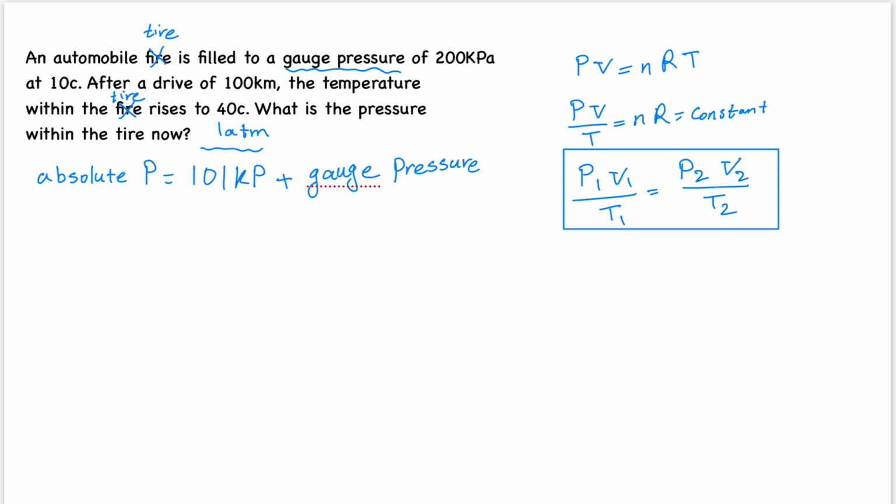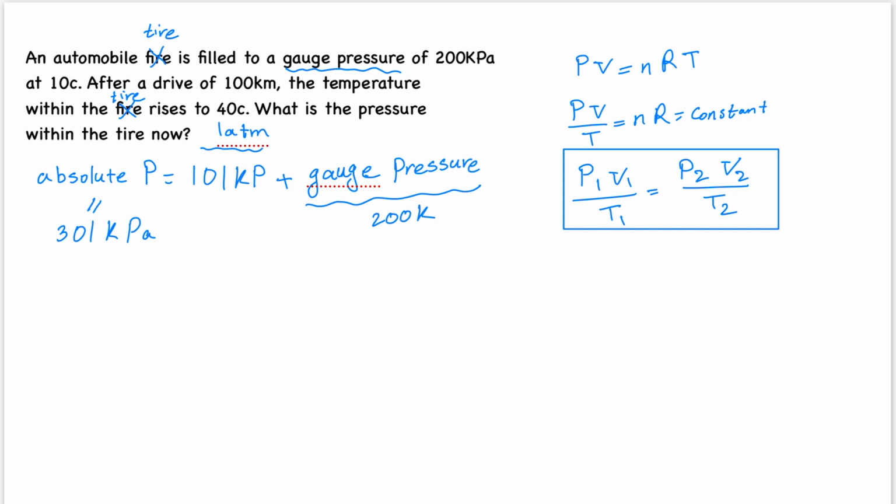So here, the gauge pressure is given as 200 kilopascal. So the absolute pressure will be 301 kilopascal, right? So we have this amount of pressure in the tire.